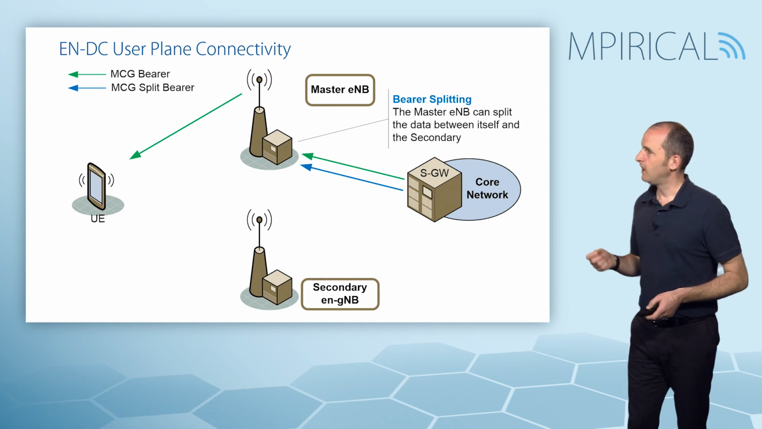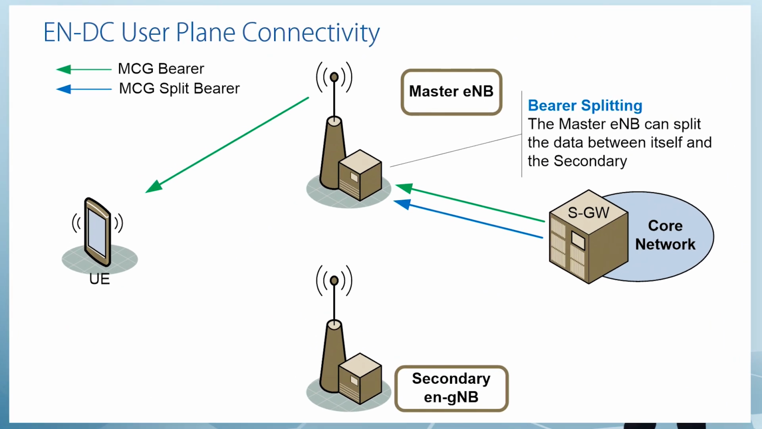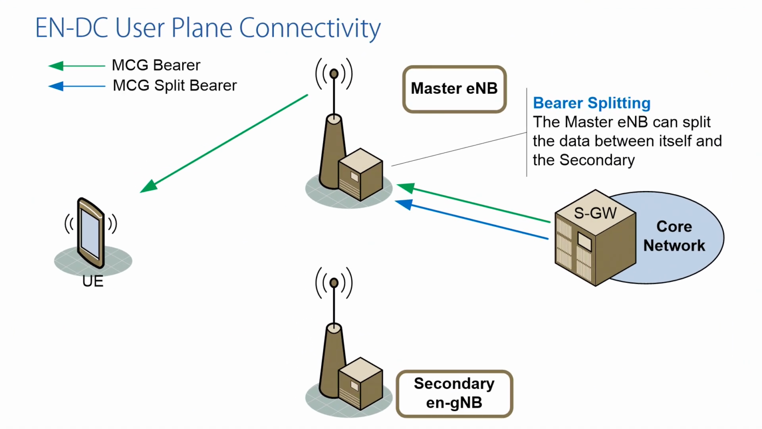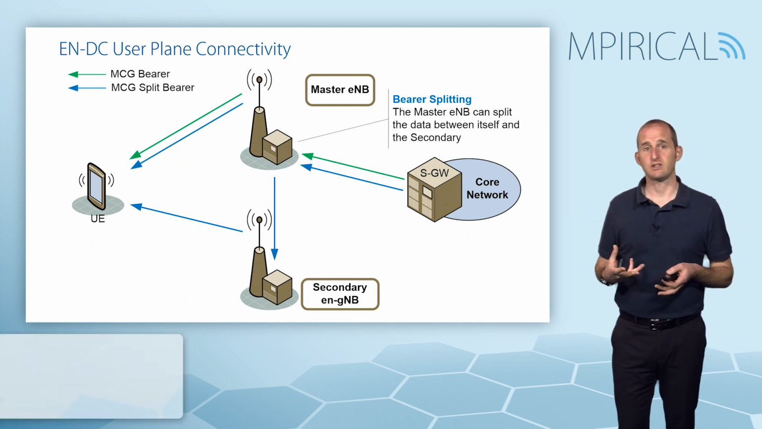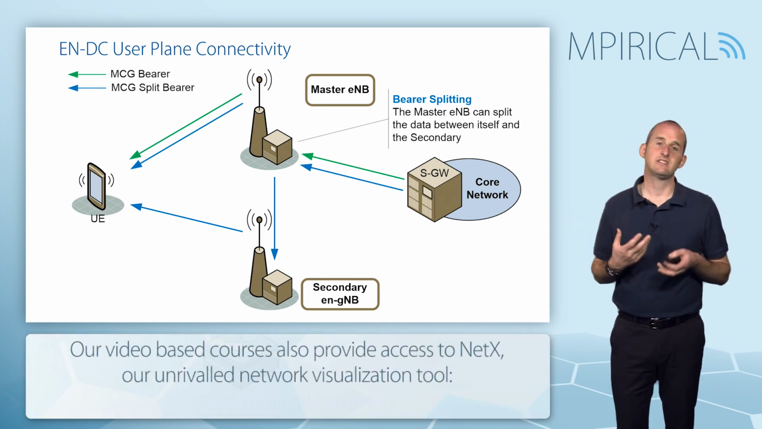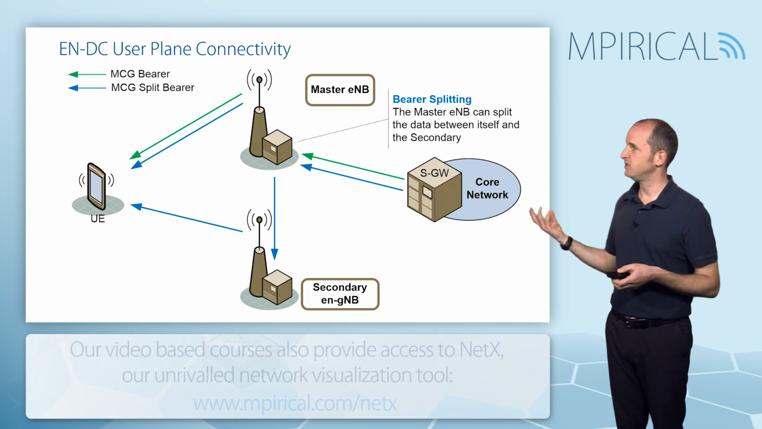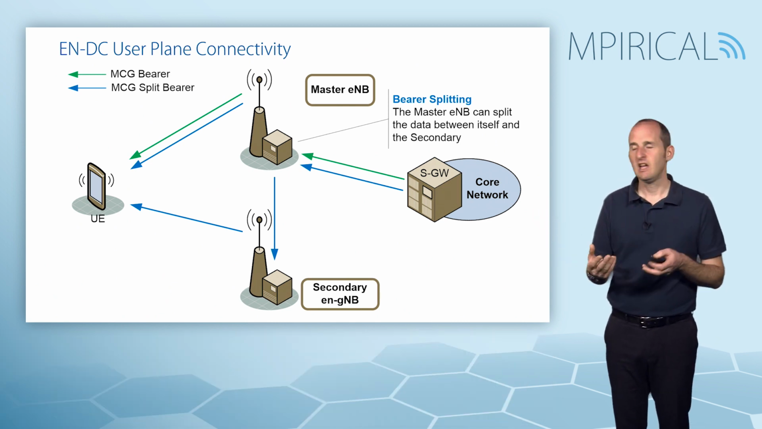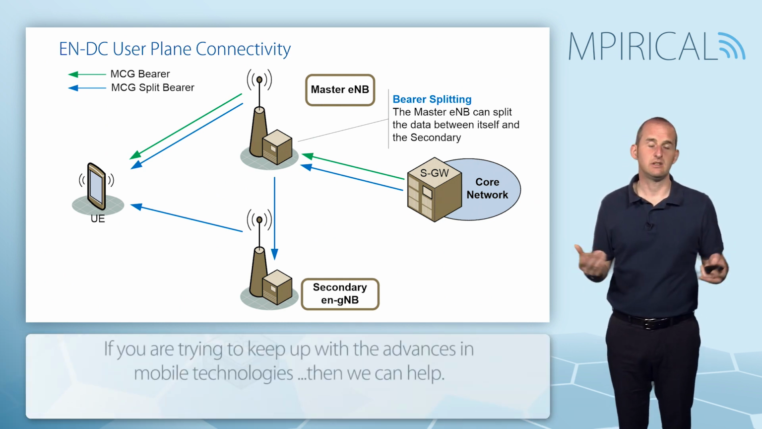We've also got a master cell group split bearer, an MCG split bearer, and you can see that at the master eNB, bearer splitting is taking place. So not only are we sending traffic directly down to the device from the master eNB, we are also splitting some of that traffic stream and sending it to the secondary EN-gNB for transmission. And that's where we really see those data rates boosted. With the MCG bearer, well, there's not really any difference. It's only when we start using the MCG split bearer that we'll really see a boost in data rates potentially.